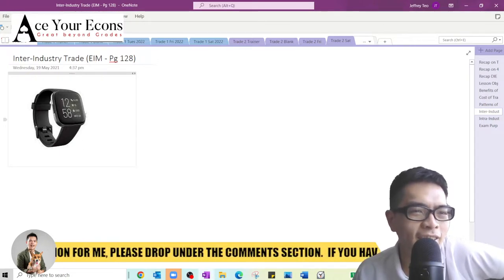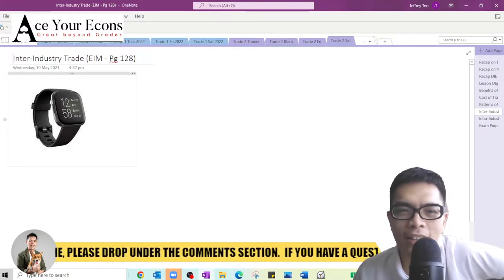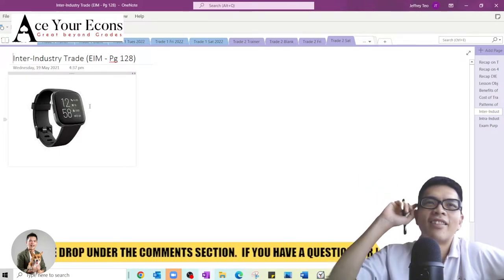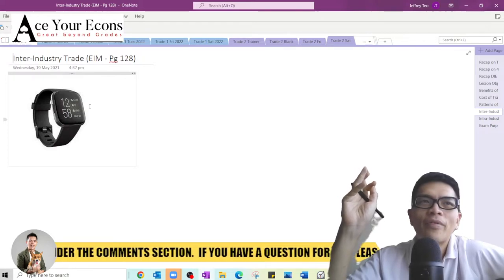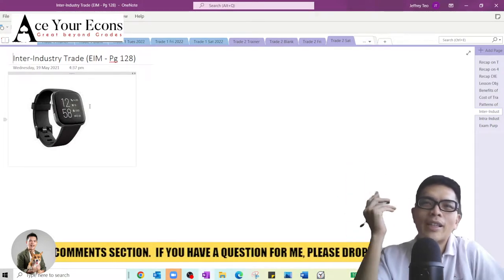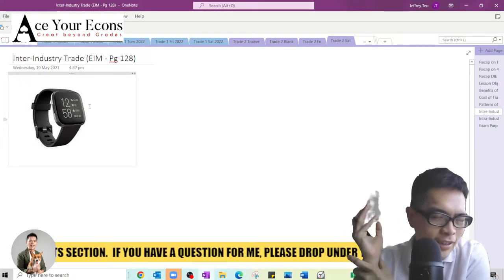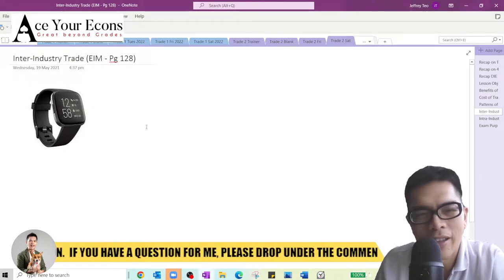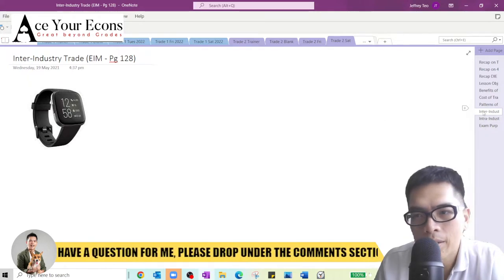I went to Google. This is the FITBIT watch. Anybody knows what's a FITBIT watch? Do you all have that? What is it known for? If I'm not wrong, it's supposed to track your heart rate, that kind of thing. These days the functions have been replaced by Apple Watch, but FITBIT. Next week I'll be testing you on FITBIT again.